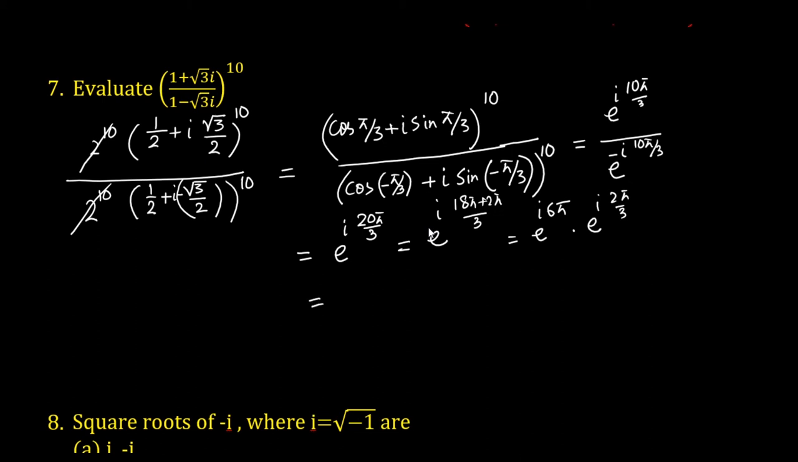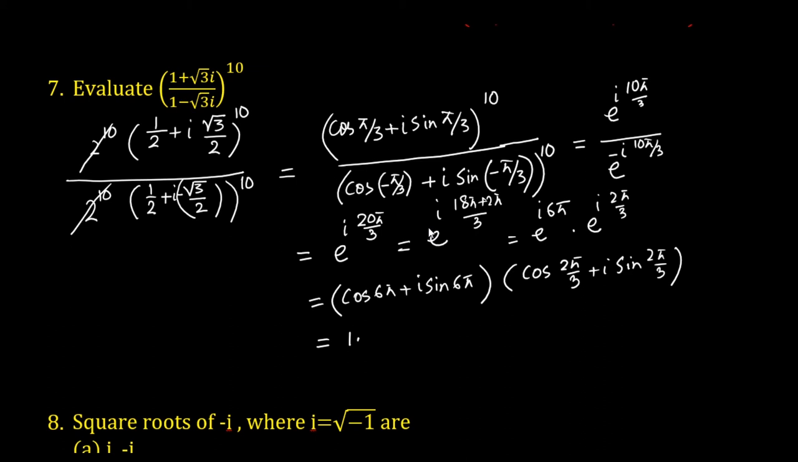Now e to the power i into 6 pi means cos 6 pi plus i sine 6 pi, which is 1, into cos 2 pi by 3 plus i sine 2 pi by 3. What is cos 2 pi by 3? That is minus half, plus i into root 3 by 2. So this is minus half plus i into root 3 divided by 2. So this is our answer.